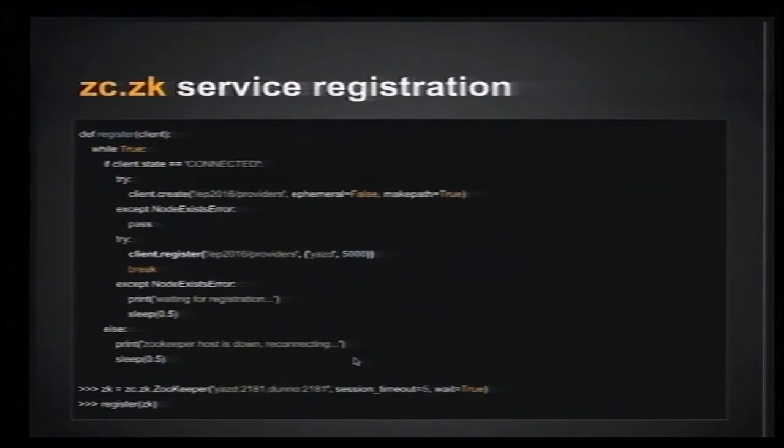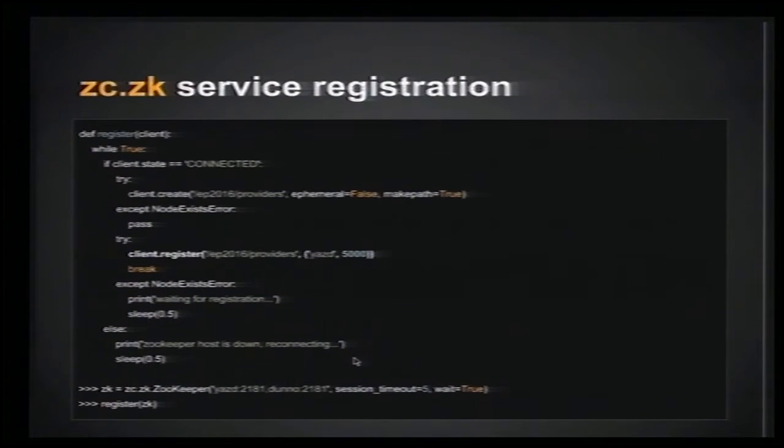For ZK, it's pretty straightforward. The main thing to understand is the first one over here, the first try except, will just create the file system hierarchy I talked to you about. So we just make sure that we have the /EP 2016 providers, and we do a make path that will create the whole path like a mkdir -p. And if the node already exists, it's okay, we can continue.